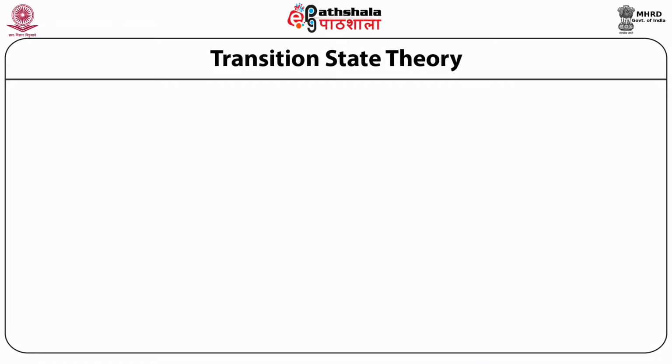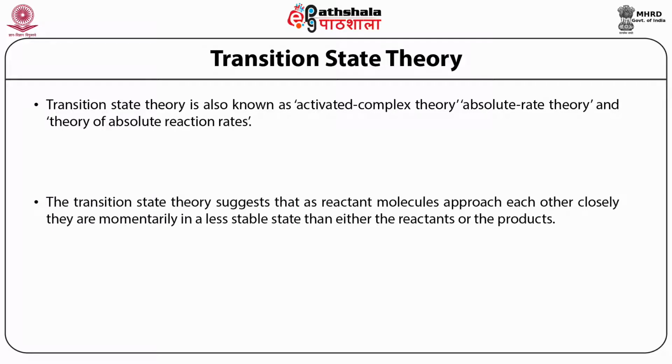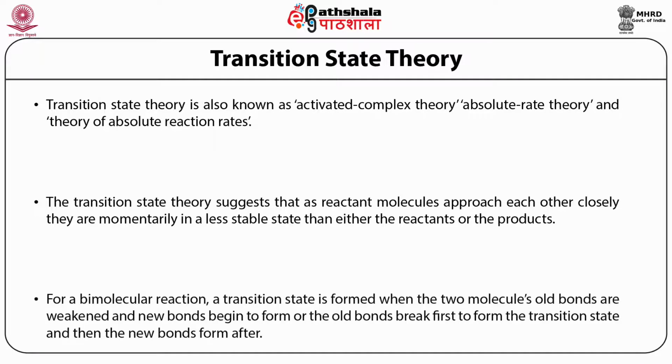After discussion of the first model, that is collision theory or collision model, the second model given for catalysis is transition state theory. Transition state theory is also known as activated complex theory or absolute rate theory or theory of absolute reaction rates. Transition state theory suggests that reactant molecules approach each other so closely that they form a less stable state as compared to reactant or product. For a bimolecular reaction, a transition state is formed when two molecules' old bonds are weakened and new bonds begin to form while old bonds are broken down.